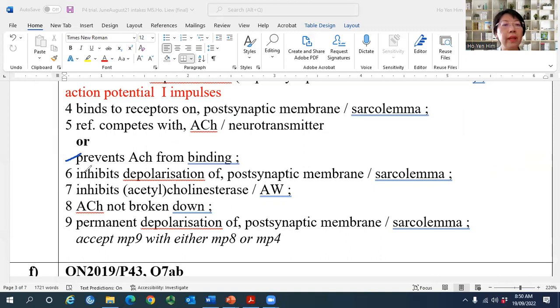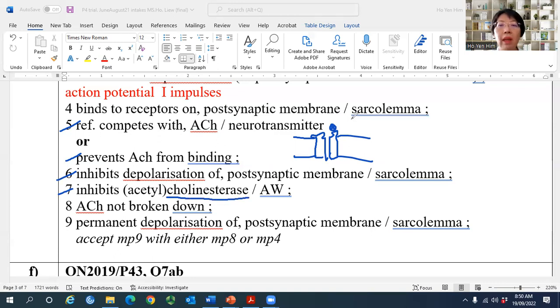Prevent acetylcholine from binding. So it competes with acetylcholine, because this receptor, which is found in the sodium ion channel in the sarcomere, has a binding site for acetylcholine. So it can compete with acetylcholine. It binds to here, then acetylcholine cannot bind. Therefore, it inhibits depolarization of the postsynaptic membrane.